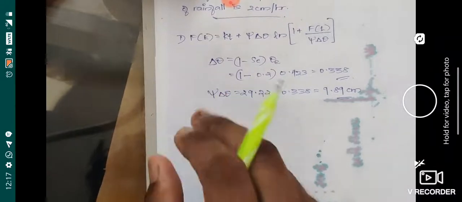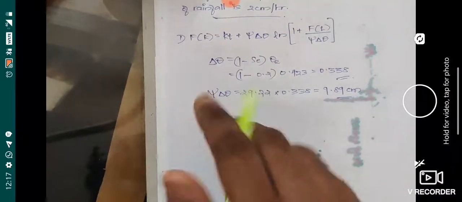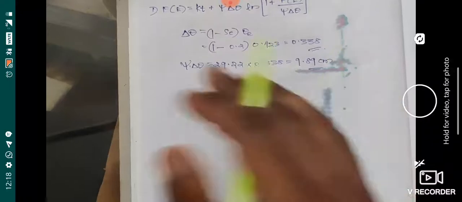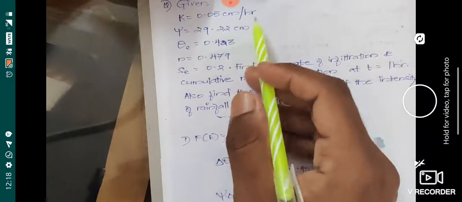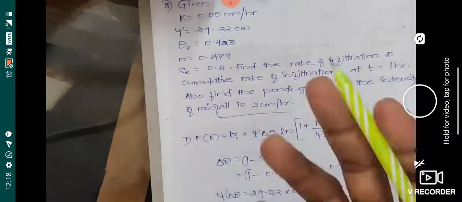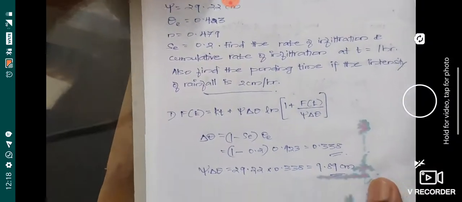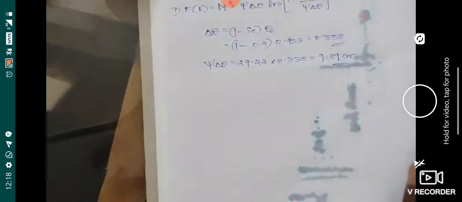But psi is the suction head, and the suction head is represented in centimeters. So this value will be in centimeters. There's no need to convert this to meters because everything is given in centimeters and hours, so whatever you get will also be in centimeters and hours. If you want to convert to meters, you can, and then the answer will also be in meters. That's it.